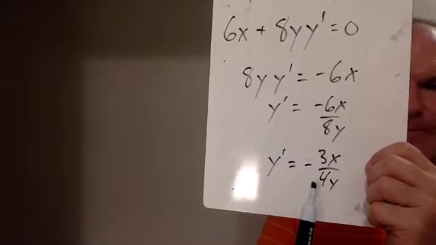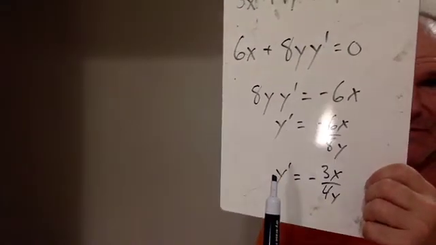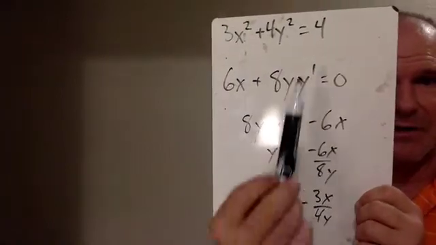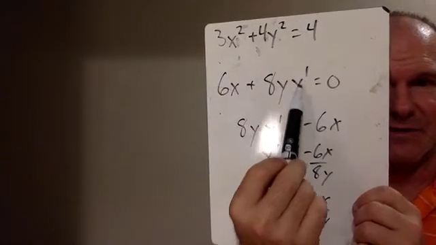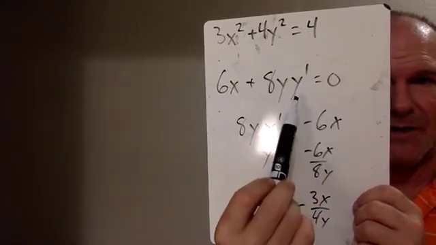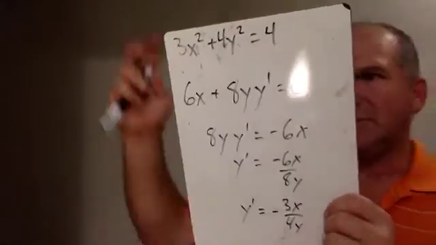That's the answer. So that's the whole gist of implicit differentiation: you're taking the derivative of x and y, and once you take the derivative of y, it leaves you with the y prime, and then you just get y prime by itself. Then you just solve for y prime. So let me show you another example of that.